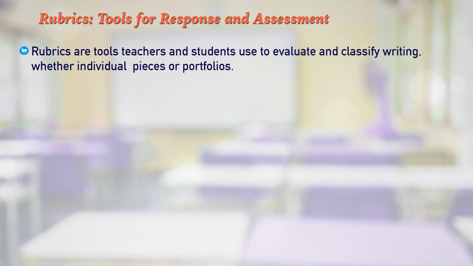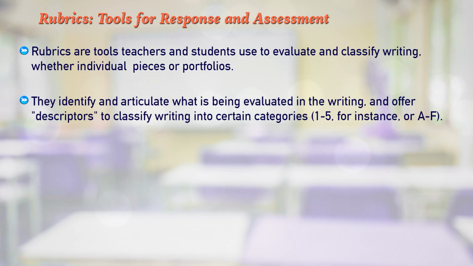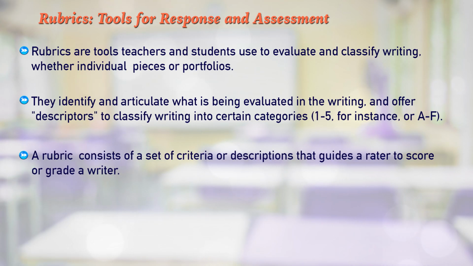Now, rubrics as a tool for response and assessment need to be understood more. They can be tools teachers and students can use to evaluate and classify writing, whether individual pieces or portfolios. They identify and articulate what is being evaluated in the writing and offer descriptors to classify writing into certain categories, 1 to 5, for example, or A to F, whatever your category. A rubric consists of a set of criteria or descriptions that guides a rater to score or grade a writer.